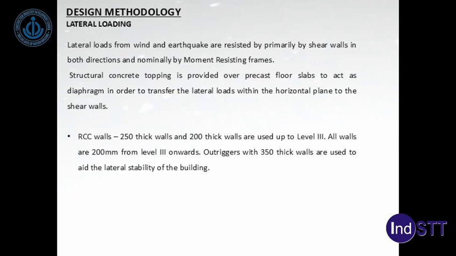The lateral loads from wind and earthquake are resisted primarily by shear walls in both directions and nominally by moment resisting frames. Structural concrete topping is provided over precast floor slabs to act as diaphragm in order to transfer the lateral loads within the horizontal plane to the shear wall. The RCC walls are 250 thick and 200 thick up to level 3, and 200 thick from level 3 onwards. There are some outriggers provided on the perimeter for stability. They are 350 thick.